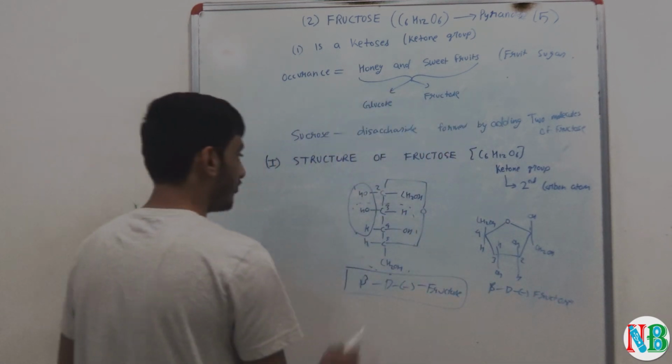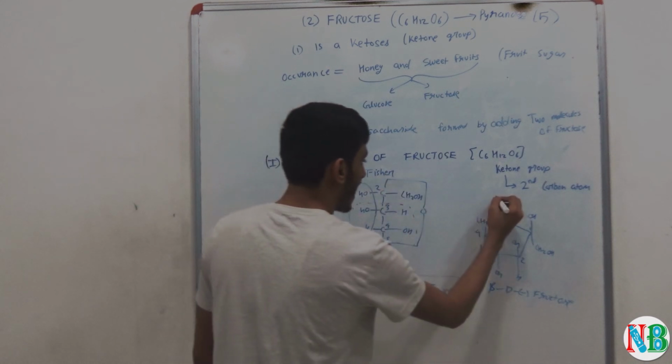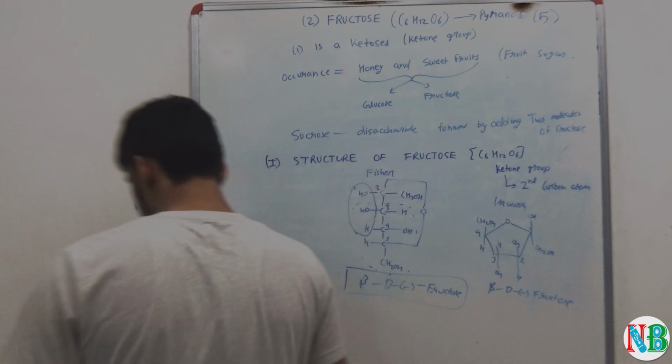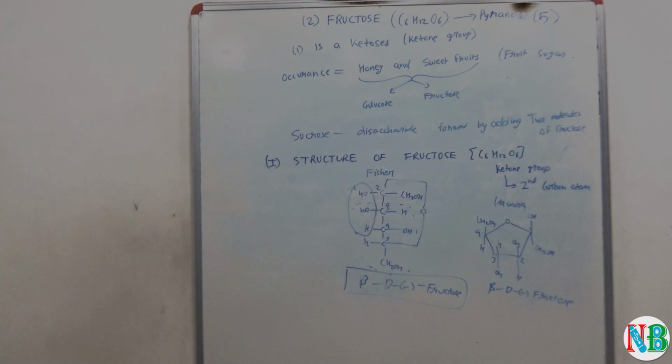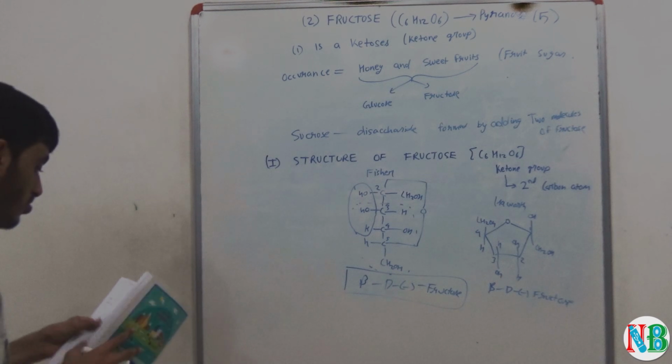So this is the Fischer diagram. This is the Haworth diagram. Simple. So it's all about fructose.